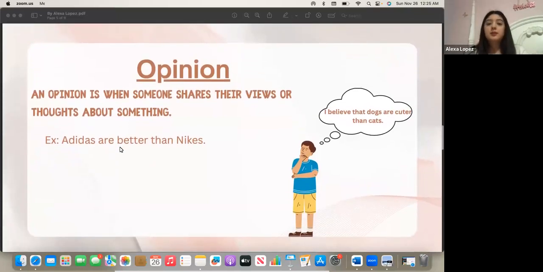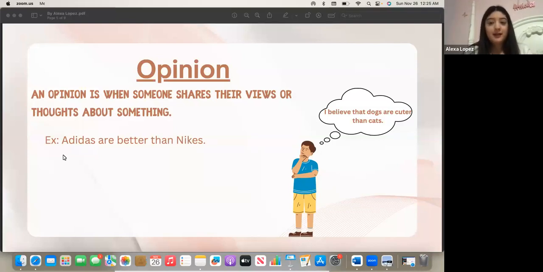Okay, so the next one is an opinion. So below facts, write down opinion. And what is an opinion? An opinion is when someone shares their views or thoughts about something, okay? So not everyone thinks the same way. Everyone thinks a little bit different, right? So an example would be Adidas are better than Nikes.